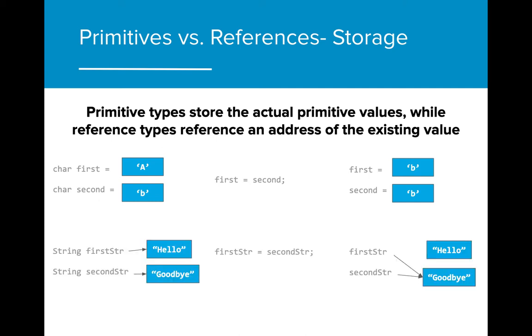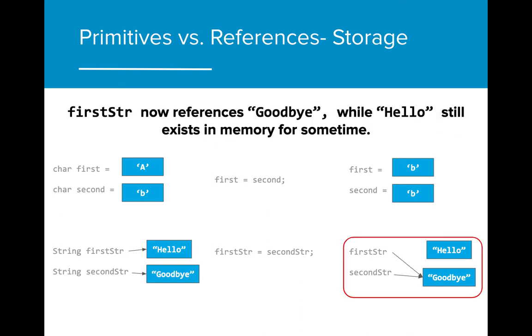In this example, firster and secondster initially start out with two separate string values. When firster is set to equal secondster, firster does not store the value of goodbye, but actually references the exact same copy of the goodbye stored in secondster. This is the primary difference between primitive and reference types. Firster now references goodbye, and hello still exists in memory until the computer is able to wipe it from memory. It does so through a process called garbage collection, but that is outside the scope of this course.